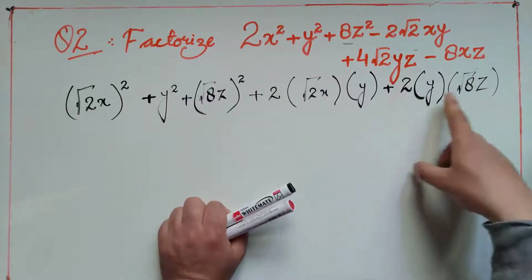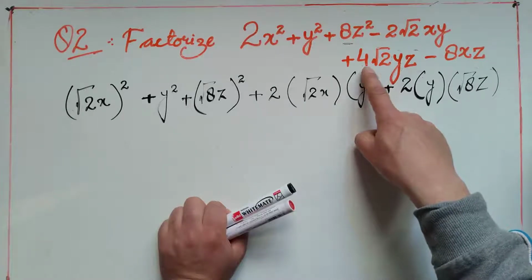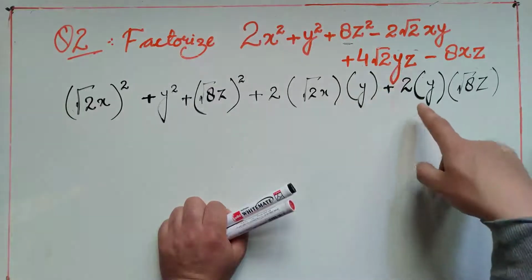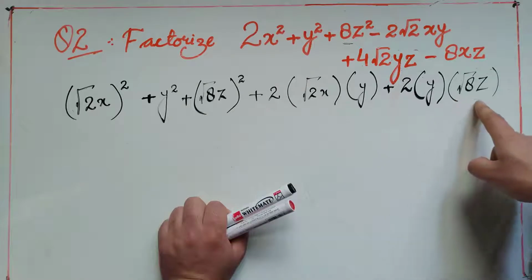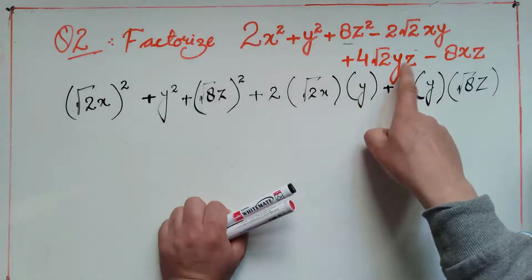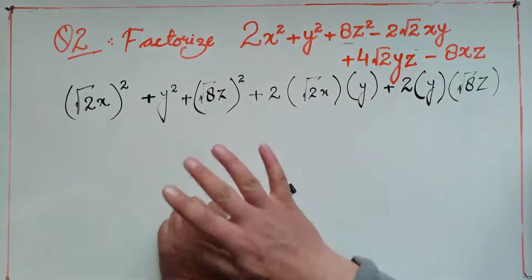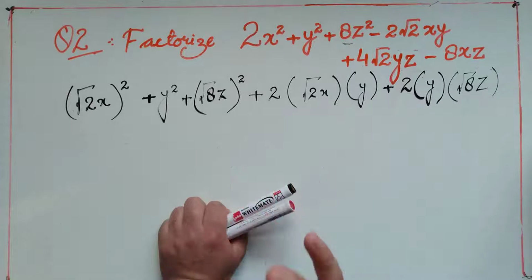It is 2 root 8 yz, but if you look at the given question, it is 4 root 2 yz. Here it is 2 root 8 and z, but it is yz, then it is 4 root 2 yz. That means these two terms are not equalizing. Have we done anything incorrectly? No, it is all correct. Only there is a change in the form. What is the change in form?